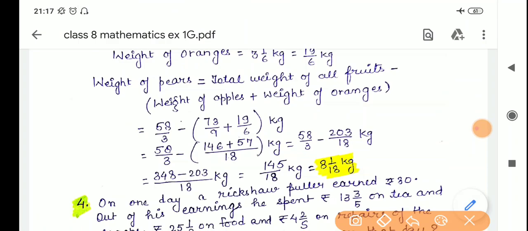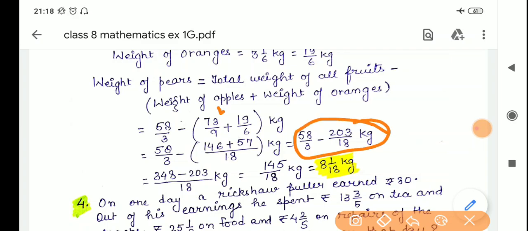By solving it, 58 by 3 minus, 18 will be the LCM. When we divide 18 by 9, we get 2. So 2 7s are 14. Plus here 18 divided by 6 is 3, so 19 3s are 57. Okay, now proceeding, 58 by 3 minus 203 by 18 kg.